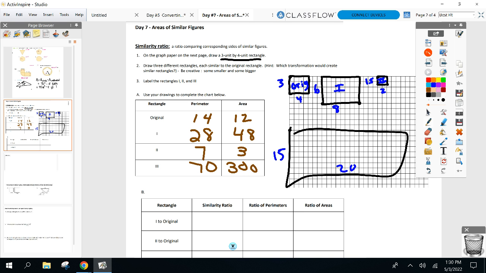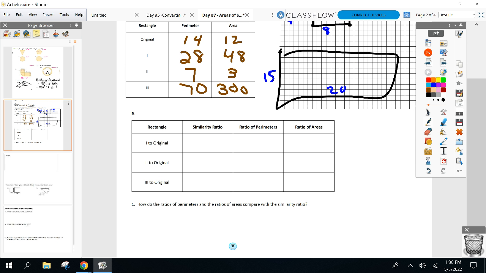Okay, let's see what the pattern is here. Because you guys are noticing the perimeter always changes with the sides. If I double them, so does the perimeter. If I cut it in half, so does the perimeter. But the area doesn't follow that rule. And we got to figure out what type of rule the area follows. So let's fill out this chart to see what rule it follows.